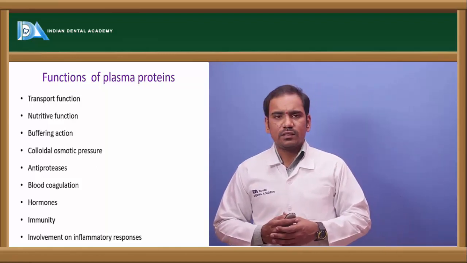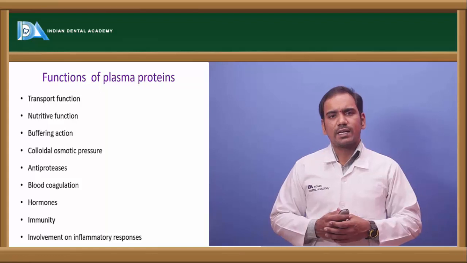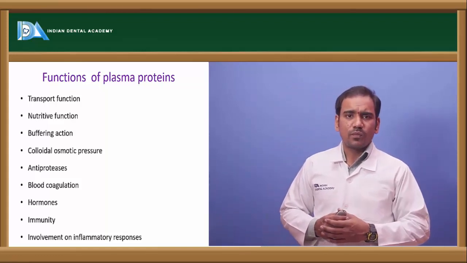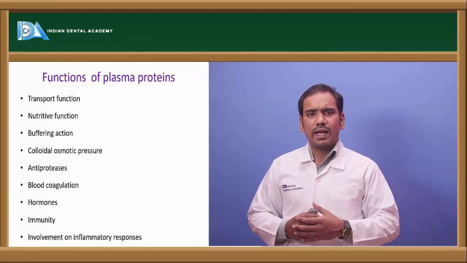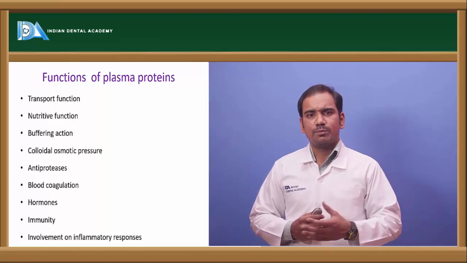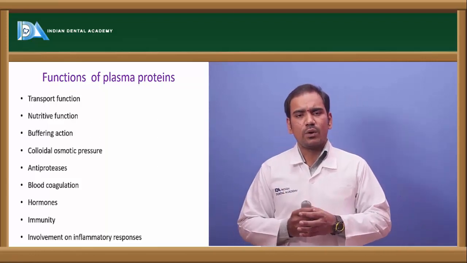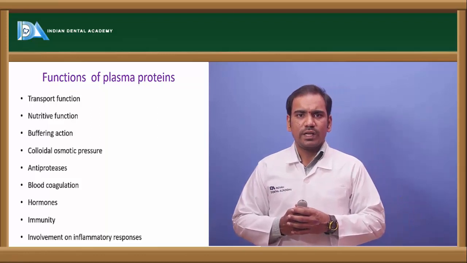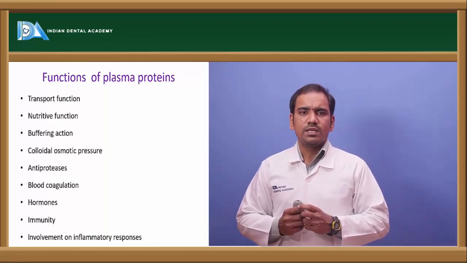Coming to the other function, these plasma proteins act as antiproteases. So they act against proteins. There are some proteins like elastase, thrombin, plasmin, chymotrypsin, trypsin. All these proteins have serine in their active center, that is, the active site. The functional residue is serine.